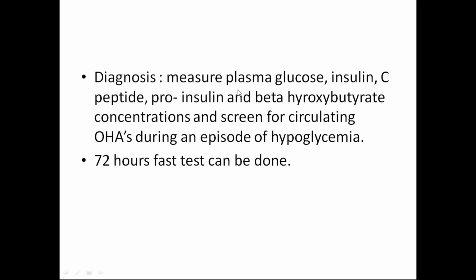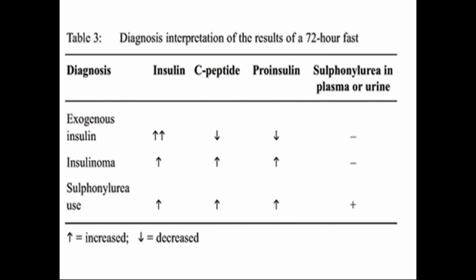So we diagnose this by measuring plasma glucose, insulin, C-peptide, and proinsulin, and we'll see afterwards. A 72-hour fast test can be done.